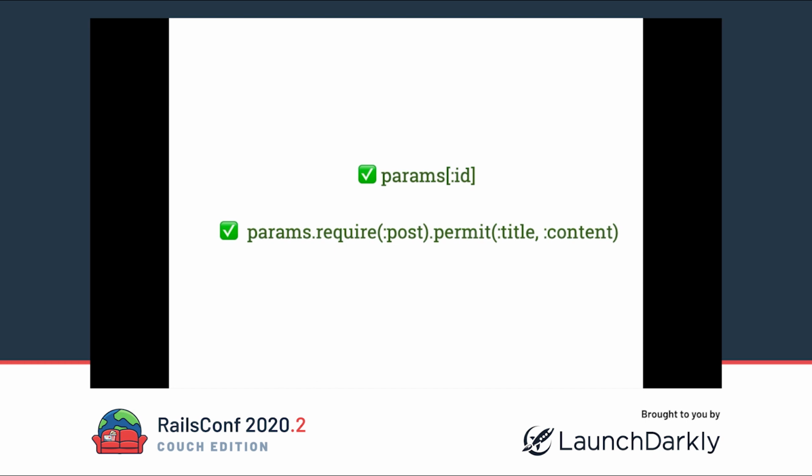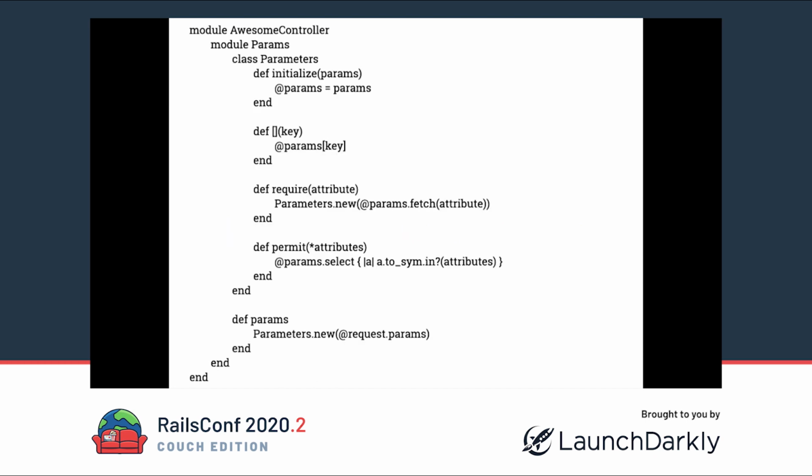And like that, we have a passing implementation of params. Our end code looks something like this, with direct access, require, and permit implemented.